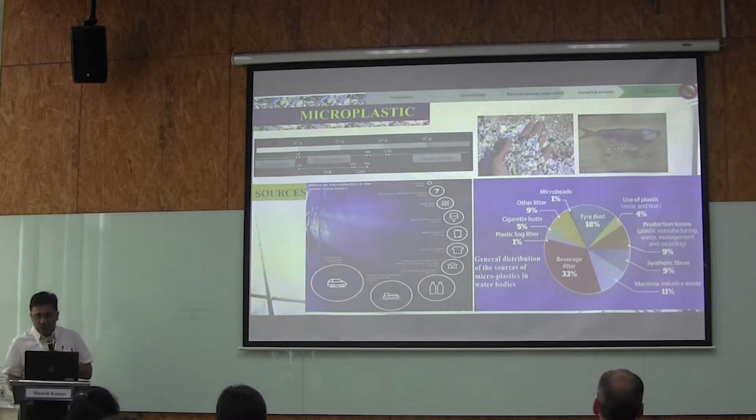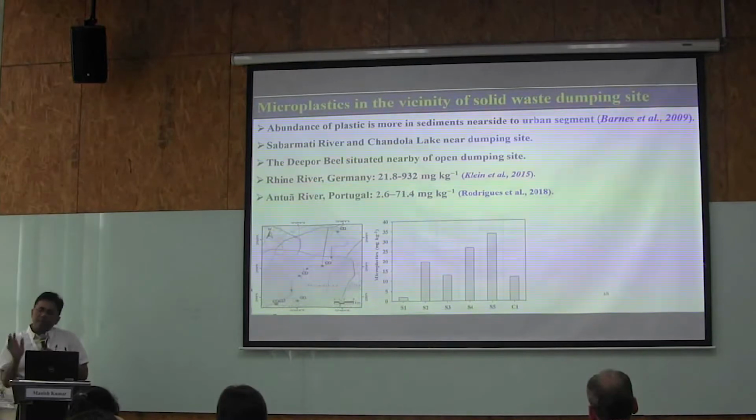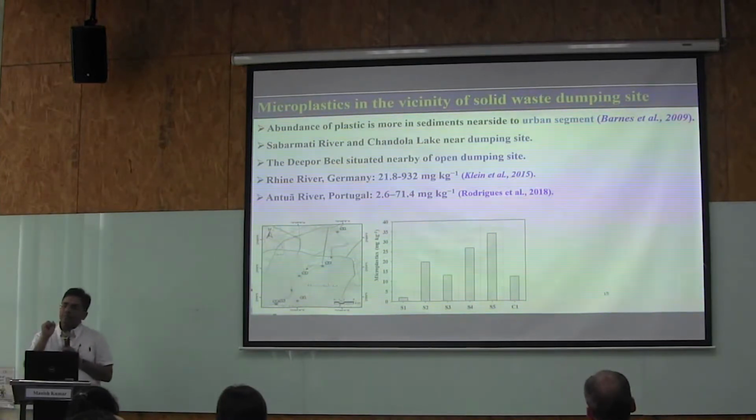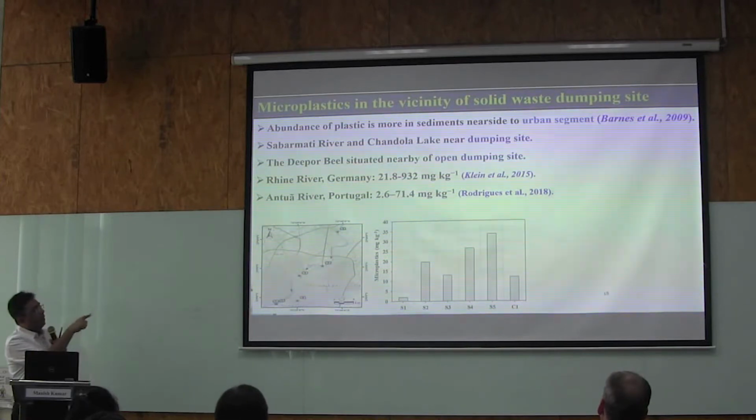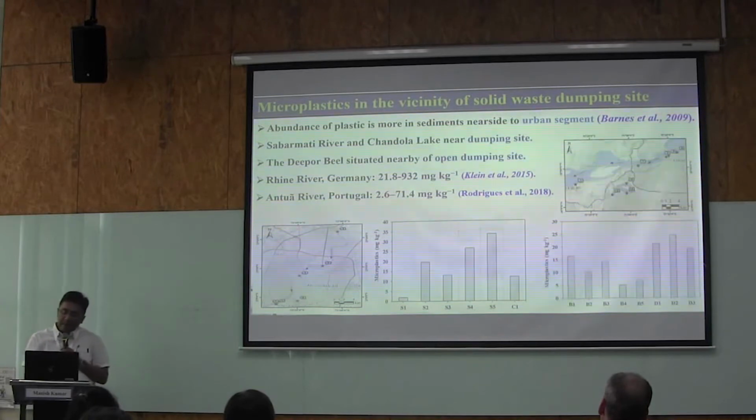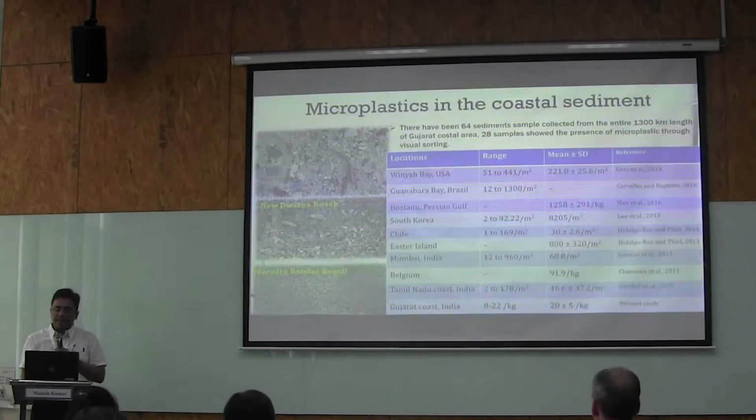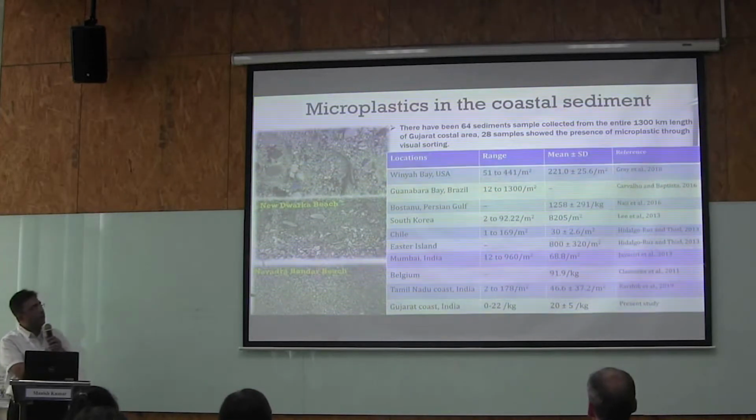So it is not so easy, because there are different sizes of microplastic. Microplastic has been reported in the sea sediment, but here we have reported it in the river sediment too. But from the perspective of the seawater, so far we have collected 64 samples and we have done the analysis on the Gujarat coast.